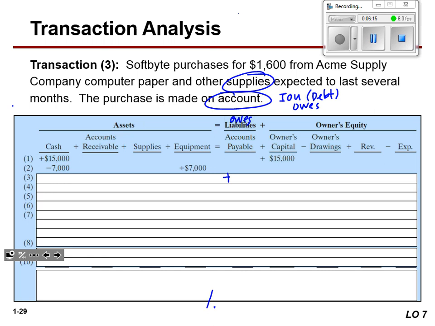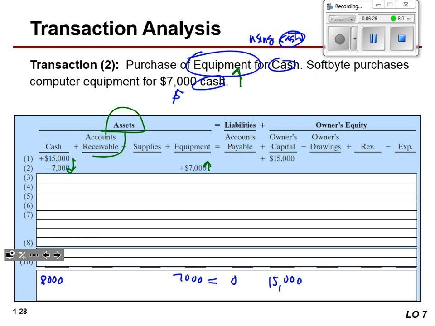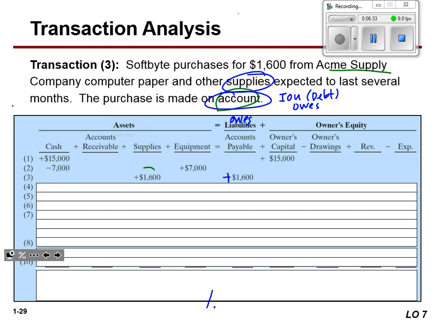So just like last time we bought equipment, now we're buying supplies, but how do we pay for these supplies? We didn't. We bought them on account. We said, hey, Acme, send us a bill. Back here, we bought equipment, but we used cash to do it. On this one, we bought another asset, this time supplies, but there's an IOU that goes with it. This is a liability that we now owe, and it goes up because we owe on it.